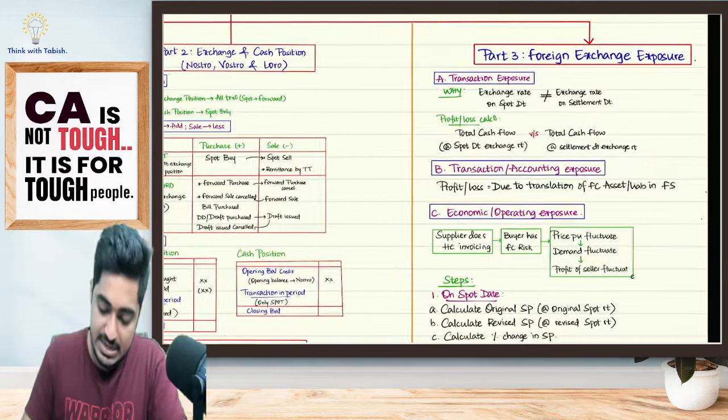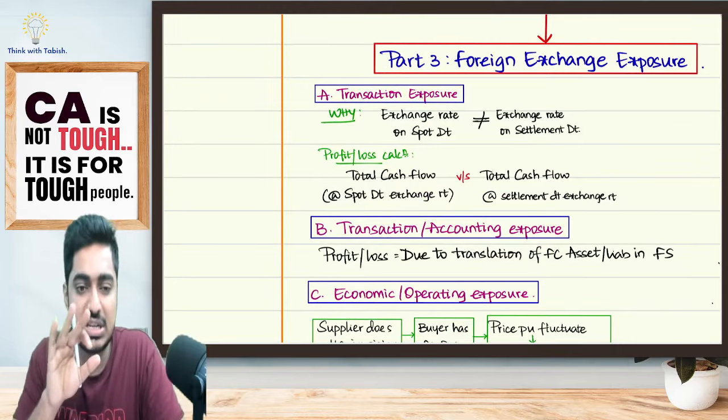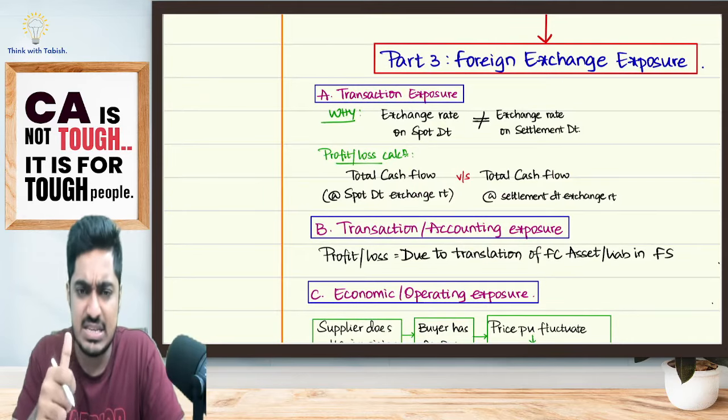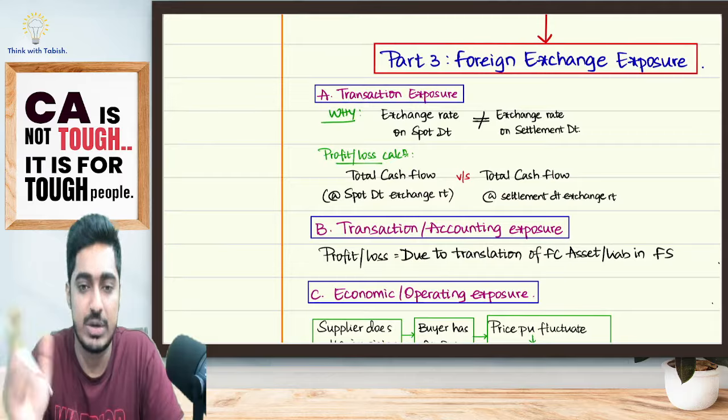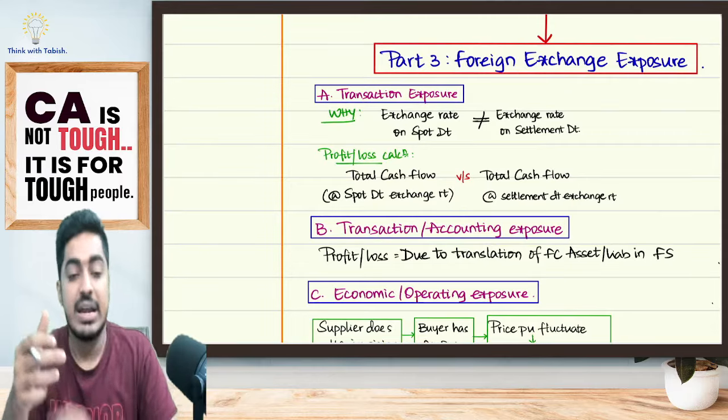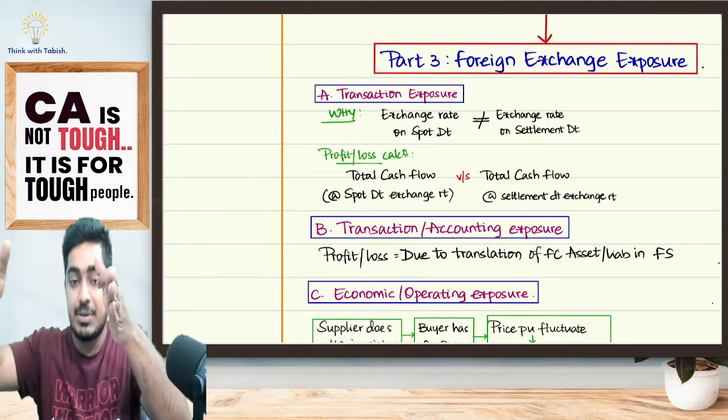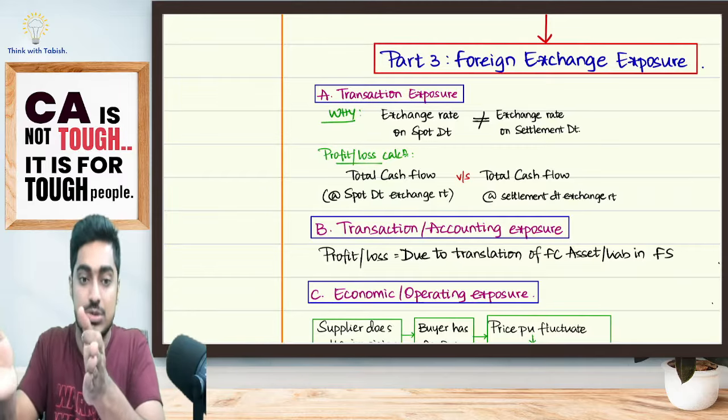Is this clear everyone? Next is foreign currency exposure. Three different types of exposure can be there: transaction exposure, translation exposure, and economic exposure. Transaction exposure: the transaction is happening today but settlement is happening on a different date. Because of that there is exposure risk.